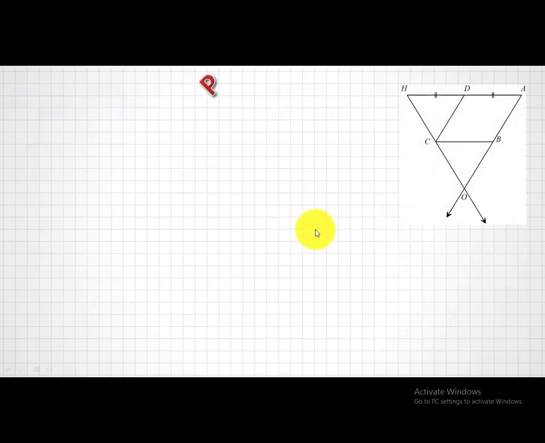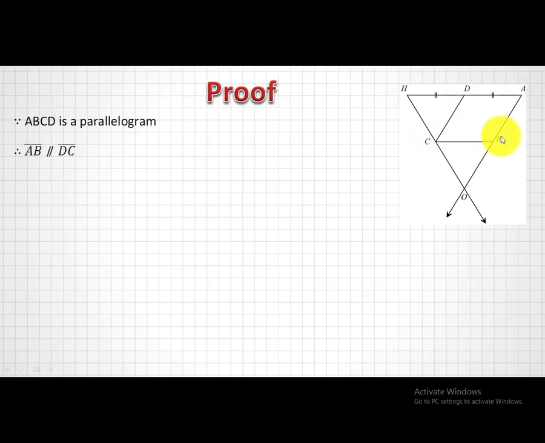Let's start our proof. First, since ABCD is what? Yes, is a parallelogram. Therefore, AB is parallel to DC. Parallelogram, each two opposite sides are equal in length and parallel. Therefore, AB is parallel to DC.